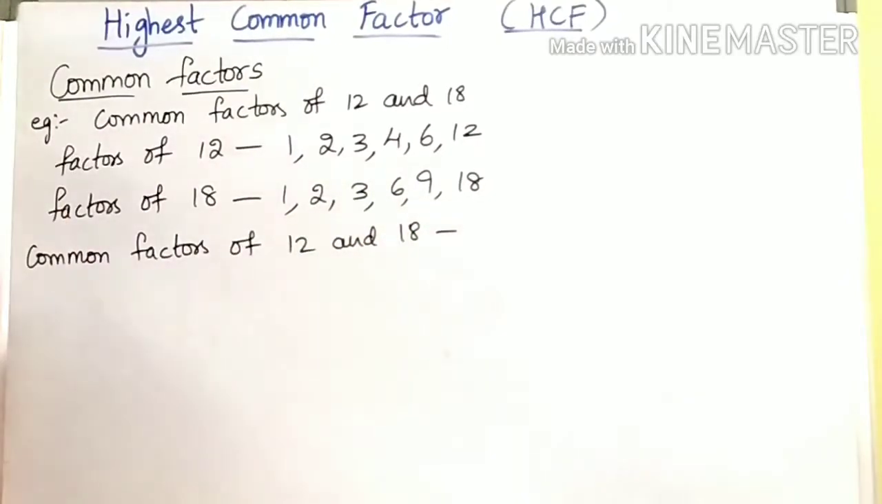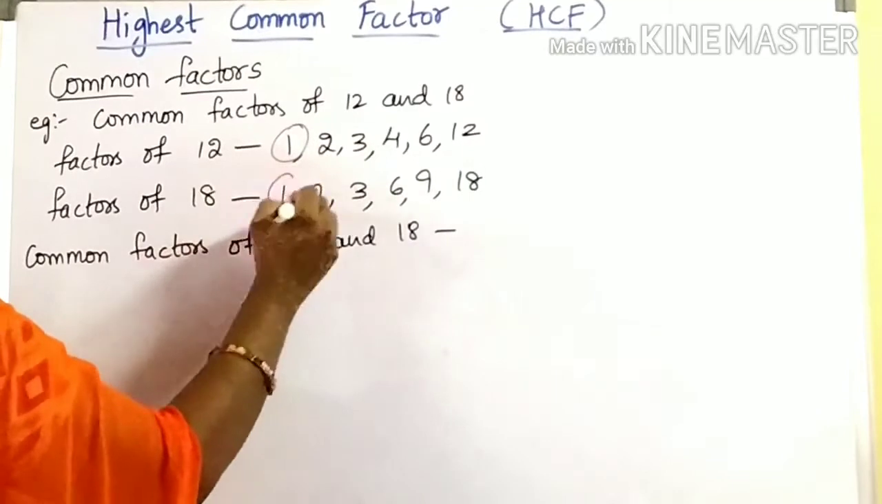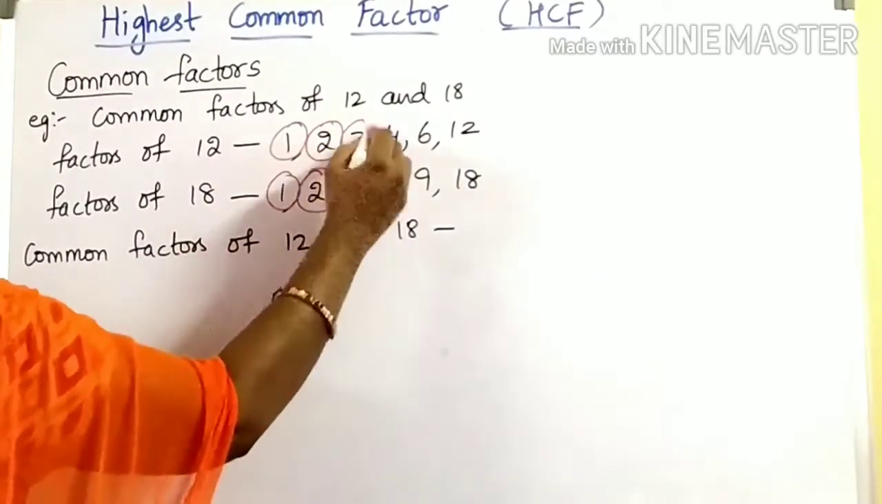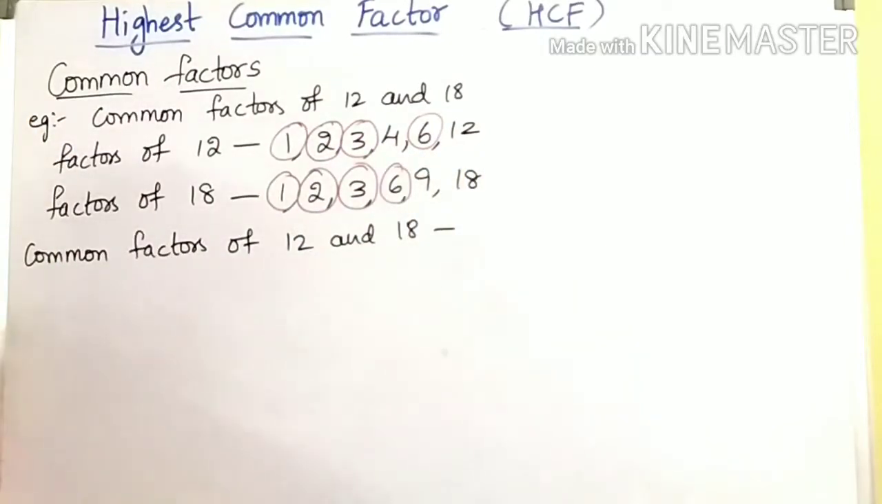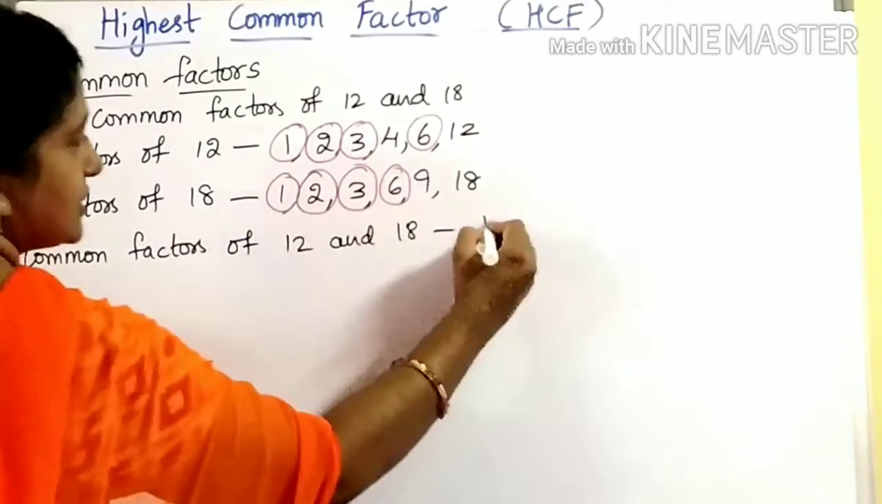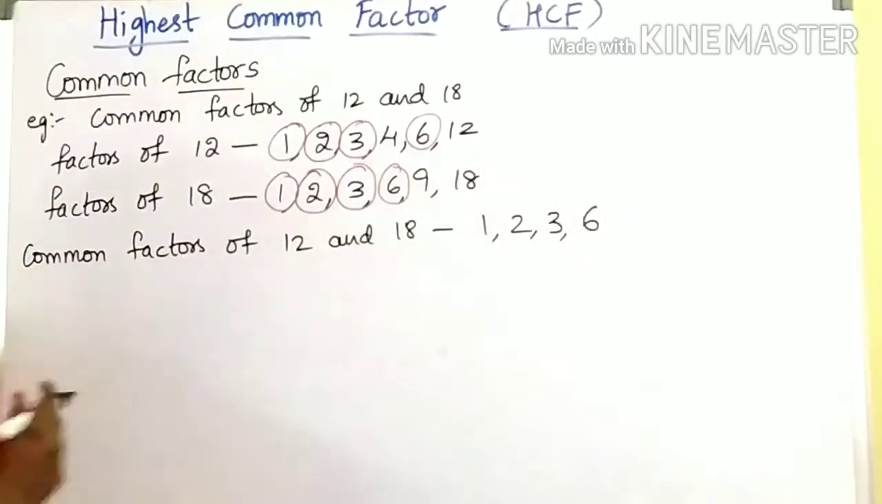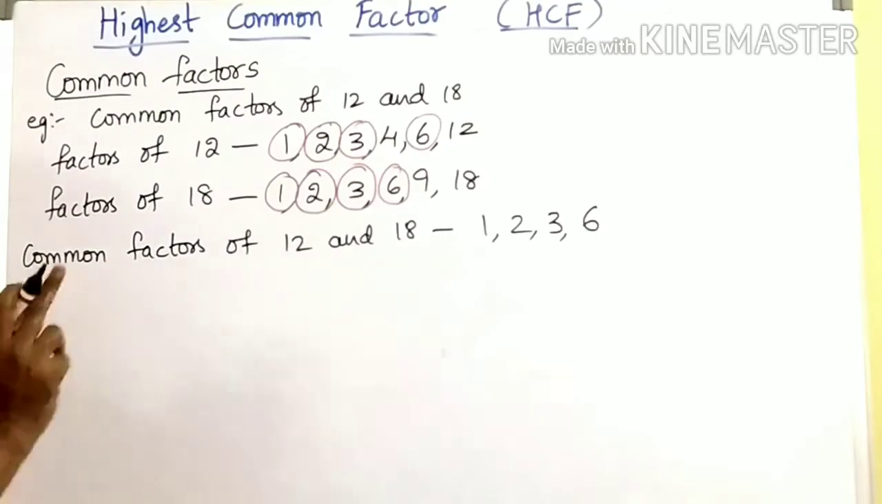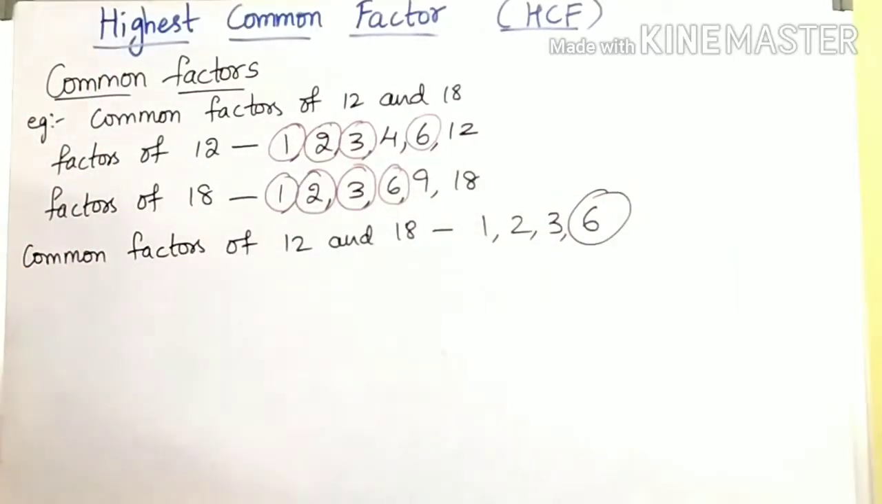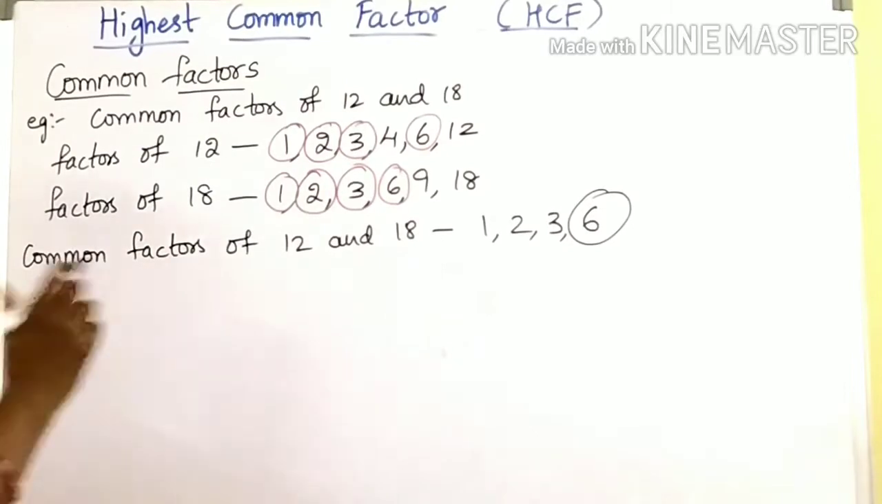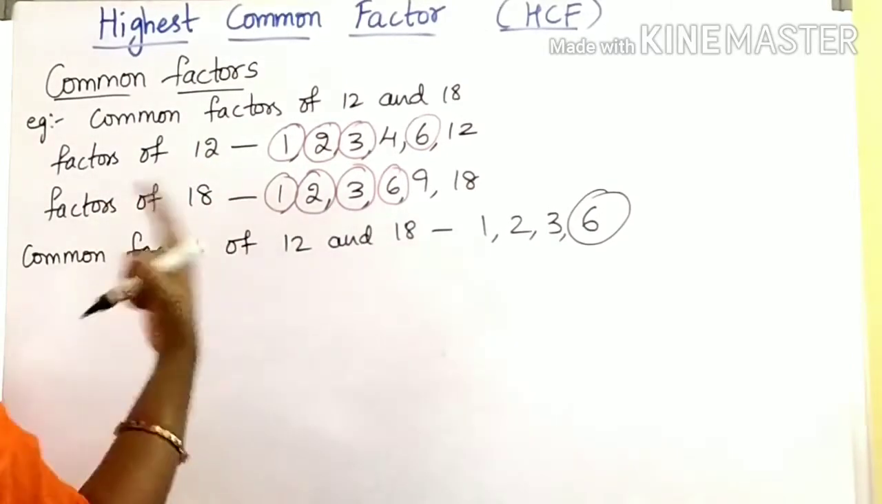If you observe, what are the common here, children? 1, 2, 3, and 6. These are the common factors of 12 and 18. What is the highest of these common factors? Which is the highest here? 6. So we can say that the HCF of 12 and 18 is 6.